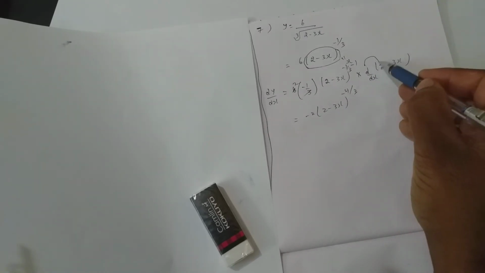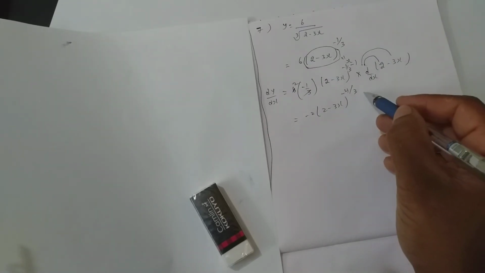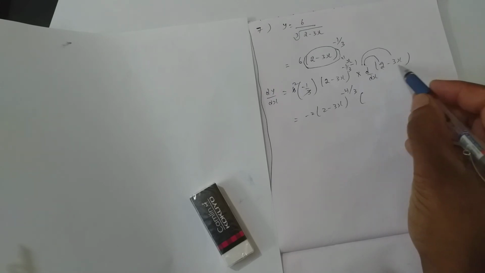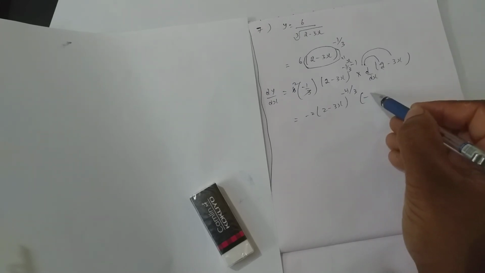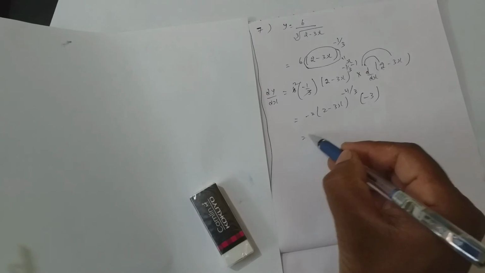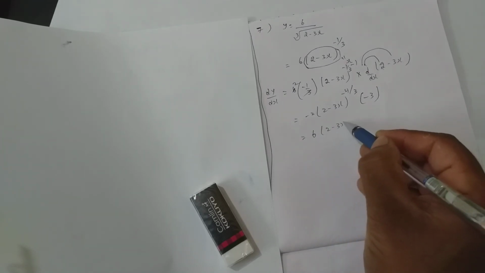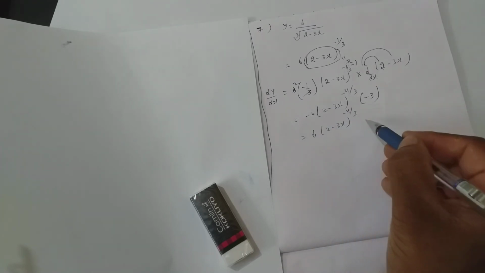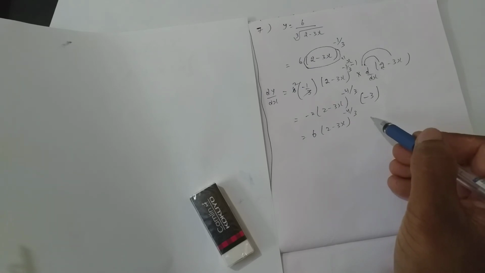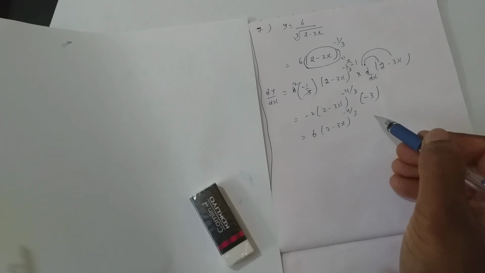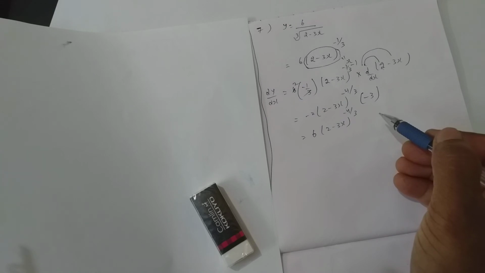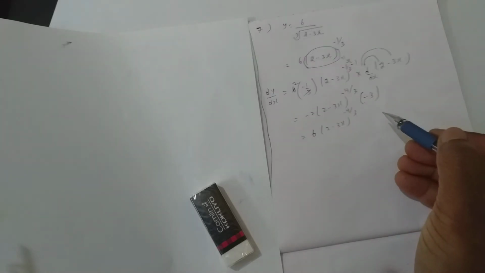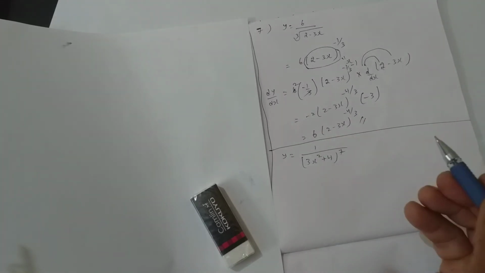This d by dx gets applied to this one and also to this one. Result of 2 is 0. When it is applied on minus 3x, I get minus 3. So this is my answer, 6 into (2 minus 3x) power minus 4 by 3. Am I clear so far? 2 into 3 is 6.